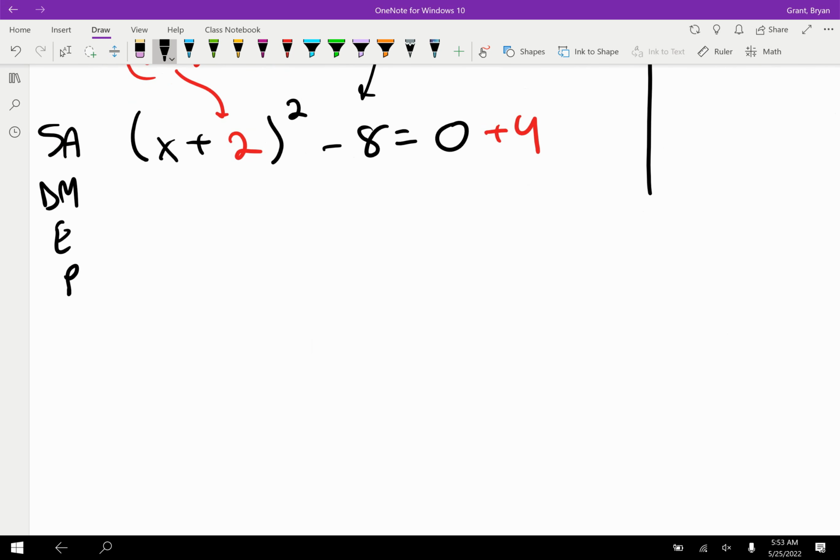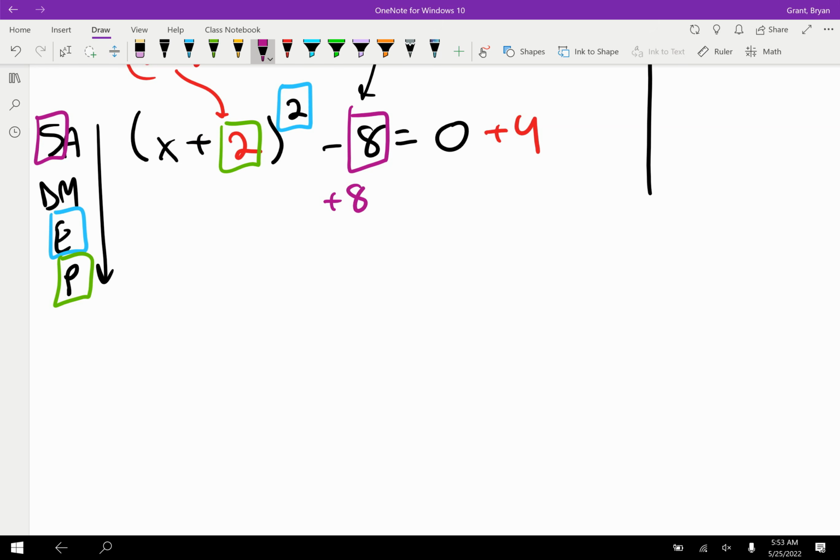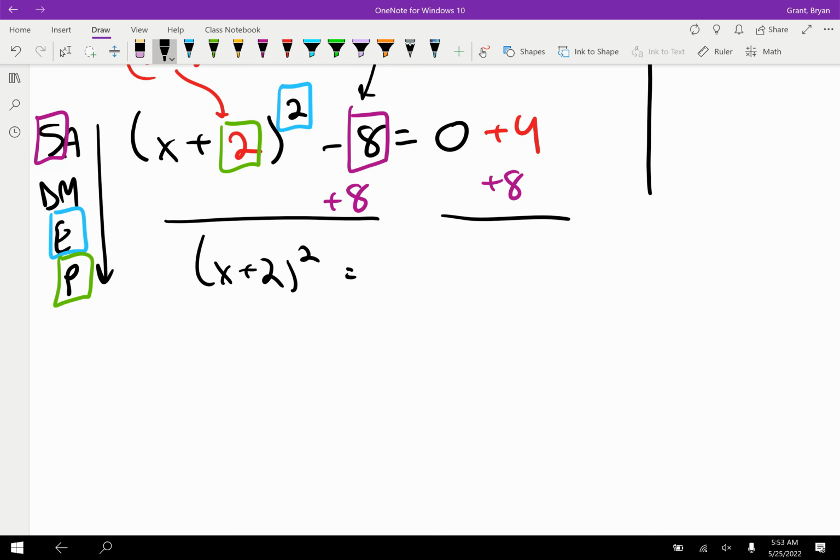Okay, let's quickly identify everything that's attached to the x. There's an 8 that's subtracting. We'll undo that one first. There's a square, that's an exponent. And there's a 2 that's adding, but that's inside the parentheses, so we have to do that last. So let's work top to bottom, and we'll start by adding 8. Add 8 to its like term, and we end up with x plus 2 squared, and then 0 plus 4 is 4, 4 plus 8 is 12.